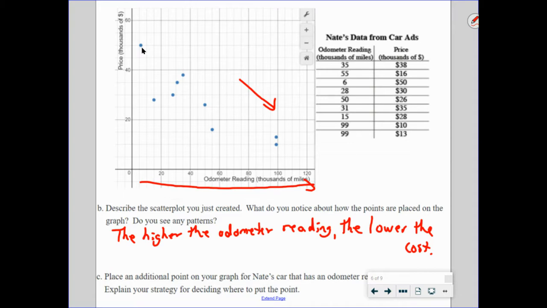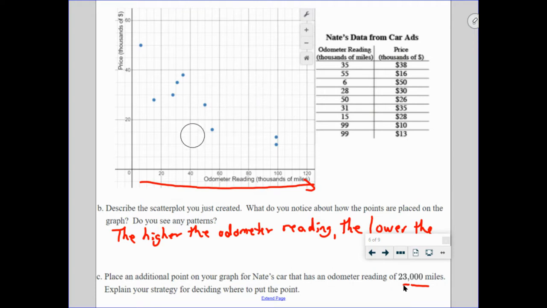Now it does say, letter C, place an additional point on the graph for Nate's car that has an odometer reading of 23,000 miles. Explain your strategy for deciding where to put the point, okay? Now, if you look at my graph right here, there is no point on 23,000 miles. This is 20 for me, and 40, 30 would be right here, so about 23,000 would be somewhere on here. Where would you put your point on that line?